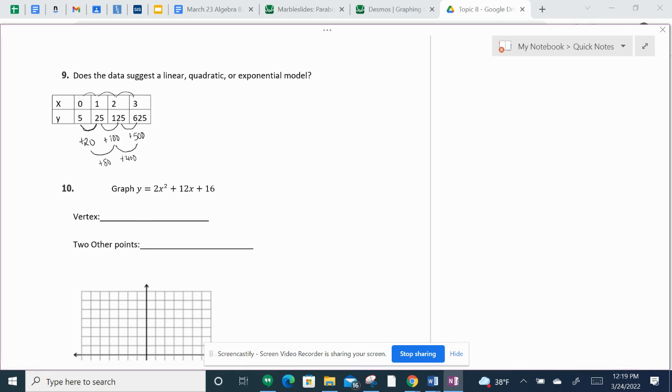So the last one I would look at is the exponential model, and that one's a little bit different. This time I'm looking, is there a common ratio? So from 5 to 25, I multiplied by 5. From 25 to 125, I multiplied by 5 again. And then from 125 to 625, I multiplied by 5. And since they are all the same, that tells me that an exponential model would be a good model for this data.